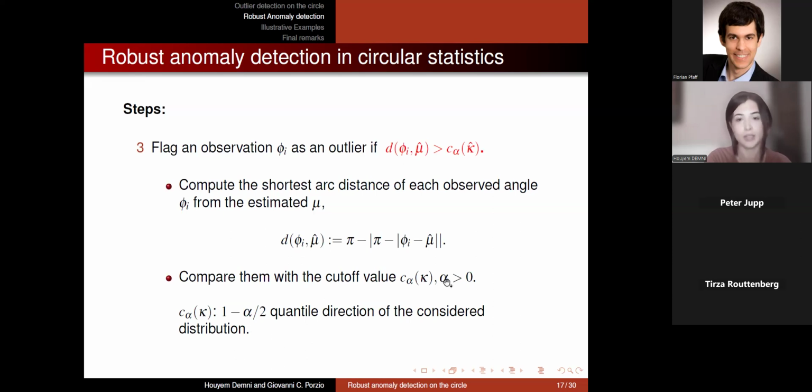where alpha is the expected proportion of points that will be flagged as outliers while they are not. Actually, C alpha of kappa is given by the 1 minus alpha divided by 2 quantile of the considered distribution.